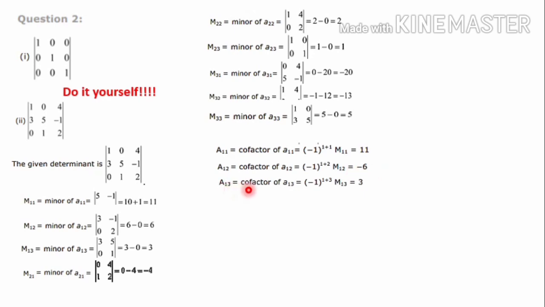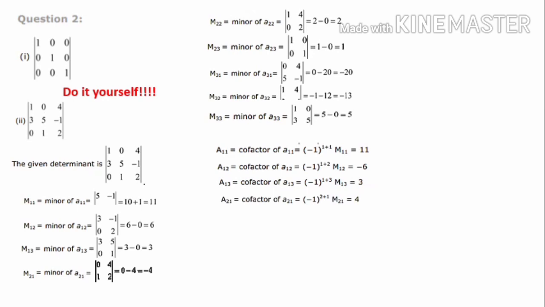Next is A13, that is cofactor of A13. That is equal to minus 1 the whole power row value is 1 plus column value is 3. So 1 plus 3 into M13. M13 is here 3. So minus 1 the whole power 4 is plus 1 into 3, that is equal to 3.